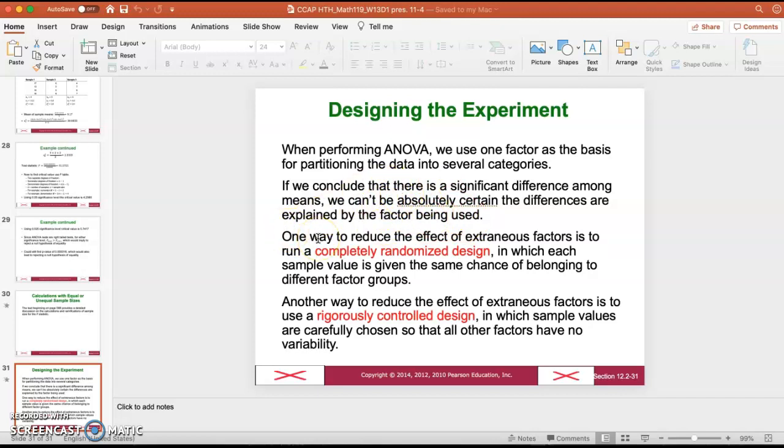And so one way you can minimize errors is to reduce the effect of extraneous factors by running a completely randomized design, which is really good for any kind of statistical test, in which each sample value is given the same chance of belonging to different factor groups. And another way to reduce the effect of extraneous factors is to use a rigorously controlled design in which sample values are carefully chosen so that all other factors have no variability. And again, both of these are good things for any kind of statistical test, really.